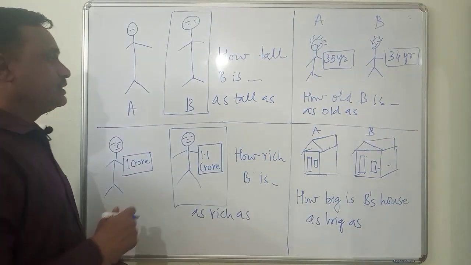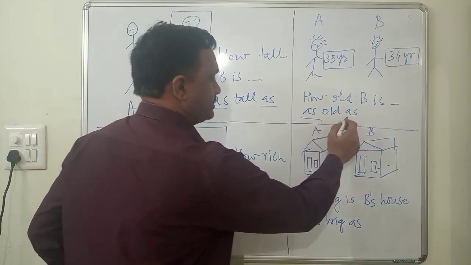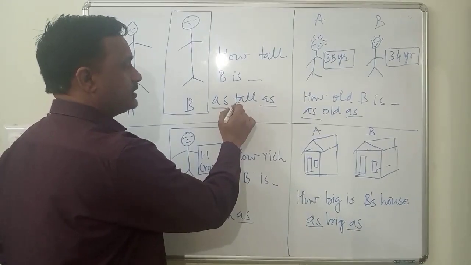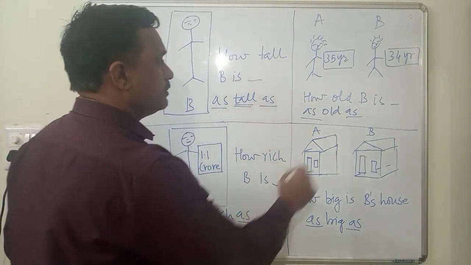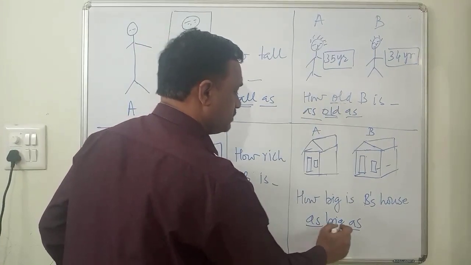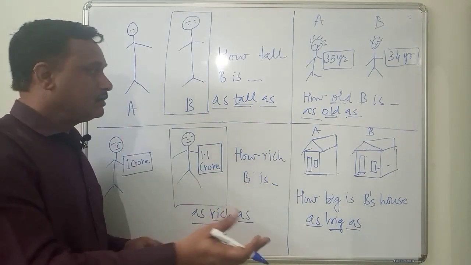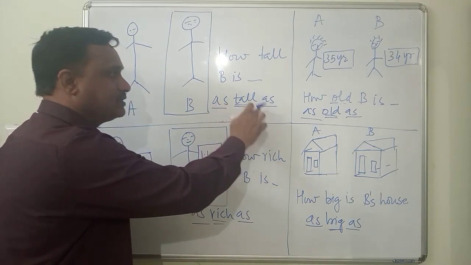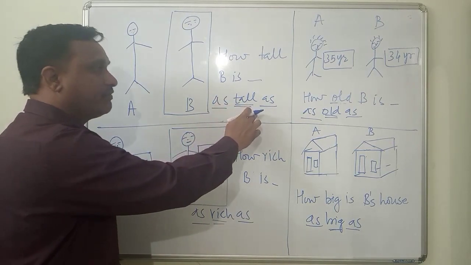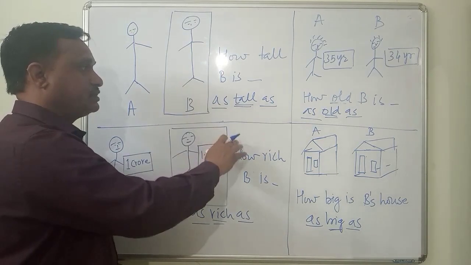So now friends, you will see that as, and as. And in between this, you will see that tall, rich, old and big. So these are all adjectives. Here we are referring something to the other by using as, adjective, as. So this is nothing but degree of adjective and this is nothing but positive degree.